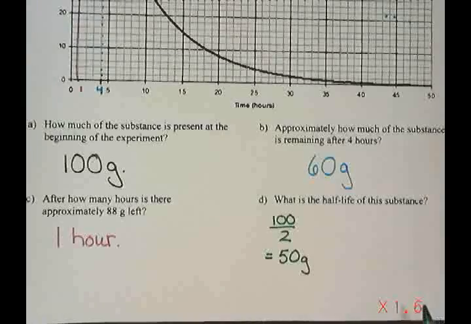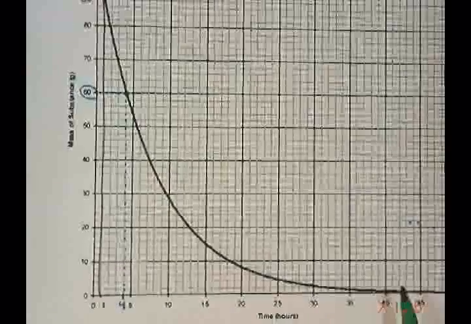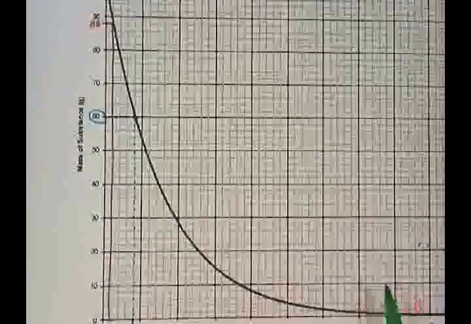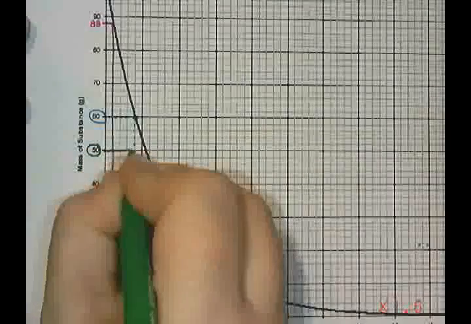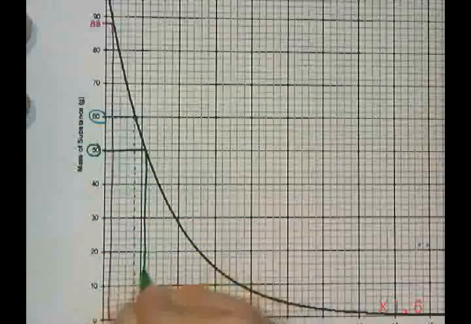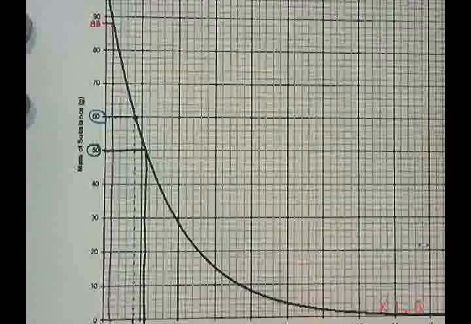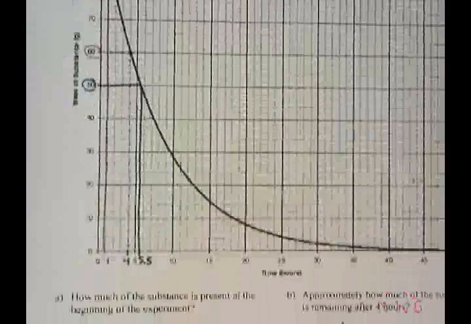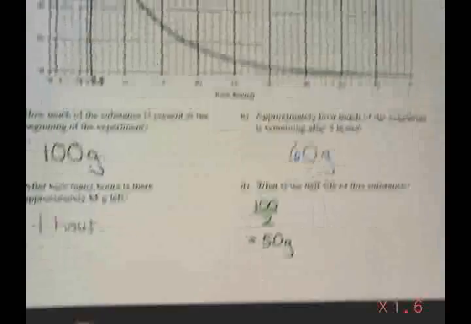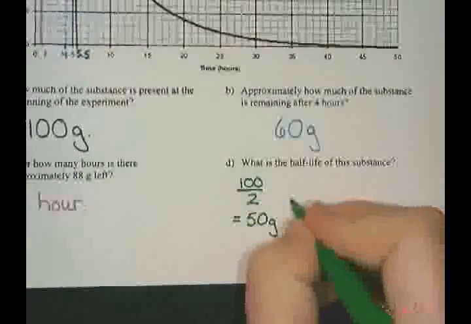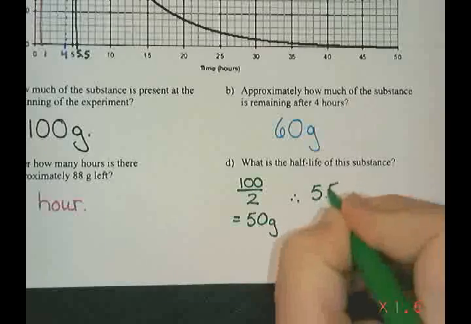So if we started with 100 grams, I want to find how long it would take until there were only 50 grams. So 50 grams is right here. I follow it across. You see that I'm halfway in the middle of a grid line. So that tells me that this should be 5.5 hours. Oops, you can't see that. So I'm going to say 5.5 hours.